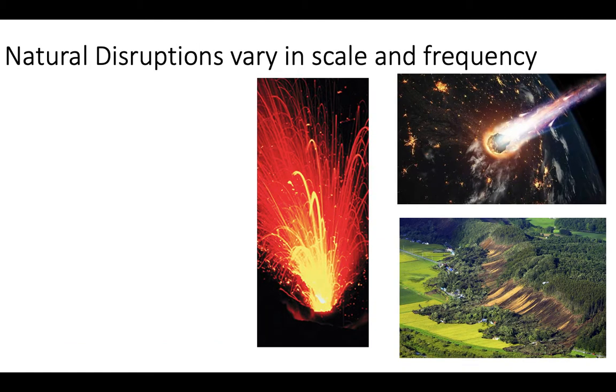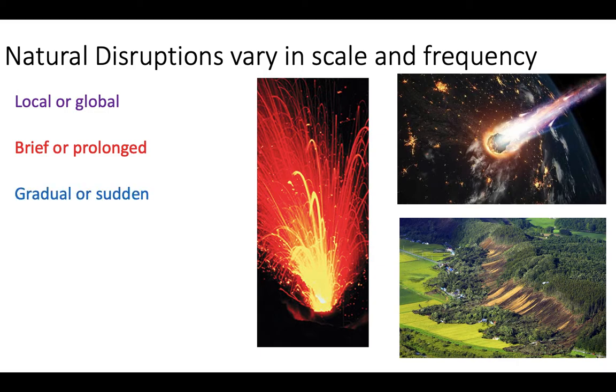Something important to keep in mind is that these disruptions can vary both in how frequently they occur and the scale on which they occur. An asteroid has a much larger impact than, say, a landslide. Right? They could be local, like a landslide. They could be global, like an asteroid, like I just said. They could be very brief, something that happens very quickly, or very prolonged, that happens over a long period of time. Earthquakes are kind of brief, but you could say a hurricane is much more long. They could be gradual, something that builds up over time, like flooding, or it could be sudden, like a volcano eruption.